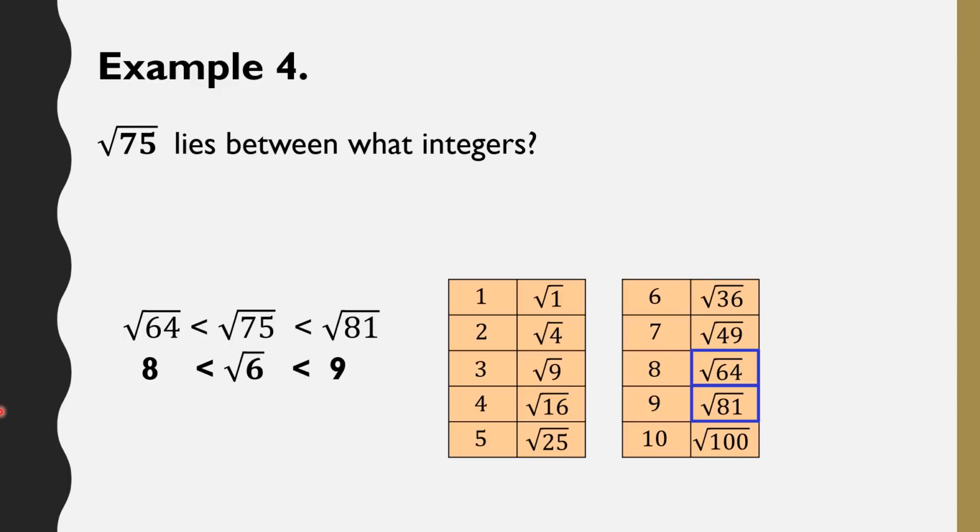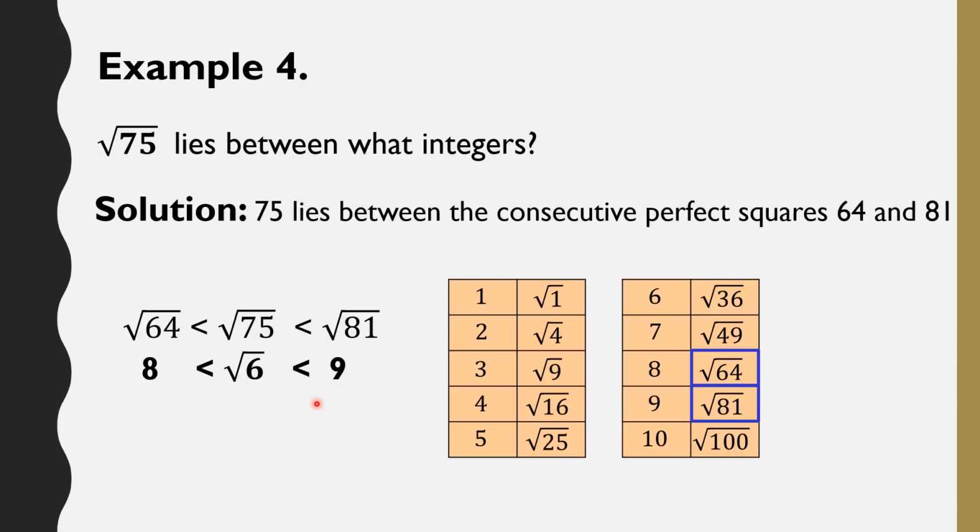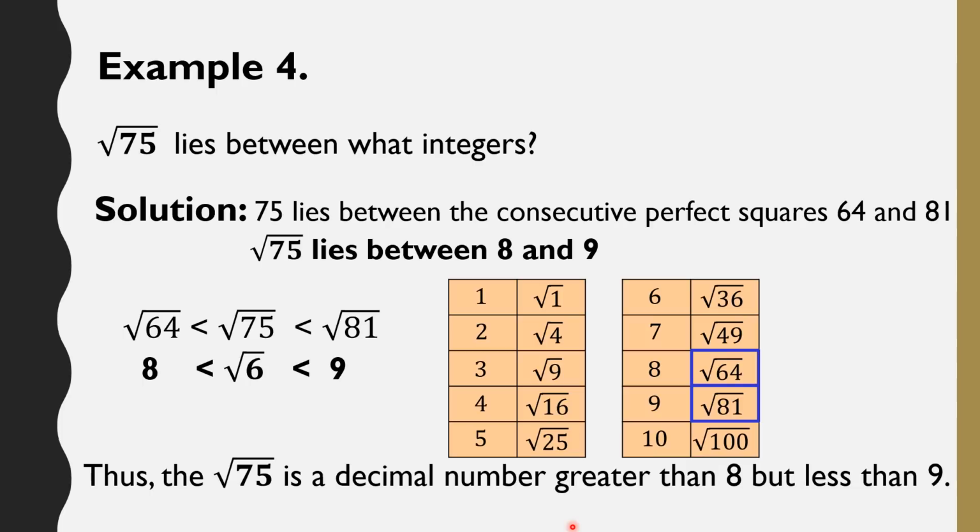So, the square root of 64 is 8, and then the square root of 75 is not exact, so i-bring down lang natin yung square root of 75, and then the square root of 81 is 9. So, for the solution, 75 lies between the consecutive perfect squares 64 and 81. So, the final answer, square root of 75 lies between 8 and 9. Thus, the square root of 75 is a decimal number greater than 8 but less than 9.